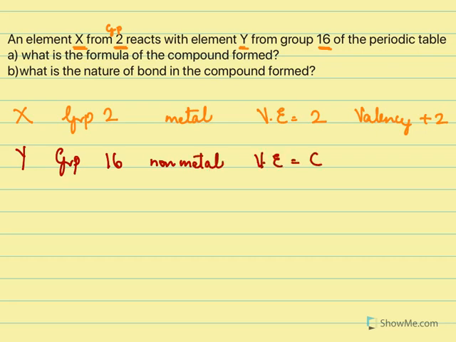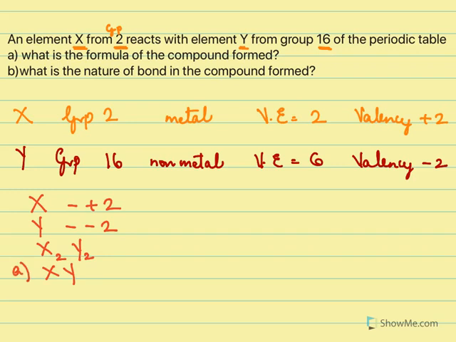So, valence electrons here will be 6, and valency, now it is a non-metal, it will accept 2 electrons. So, valency minus 2. Now, to find the formula of its compound, X valency plus 2, Y valency minus 2. So, it will be X2Y2 and we take common out XY. This is A. Formula of the compound formed is XY.